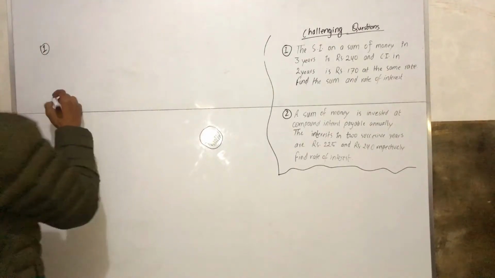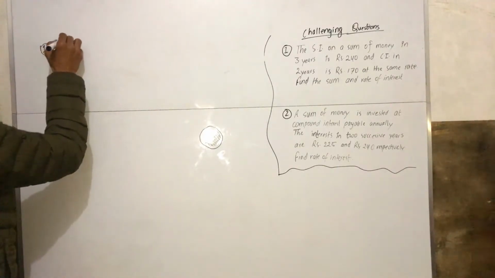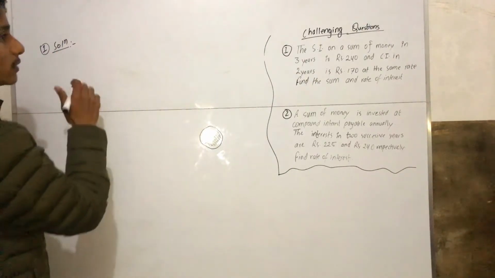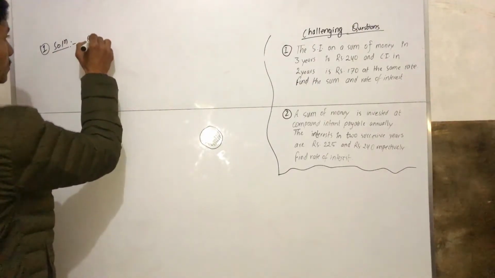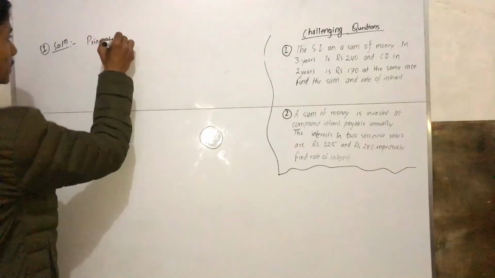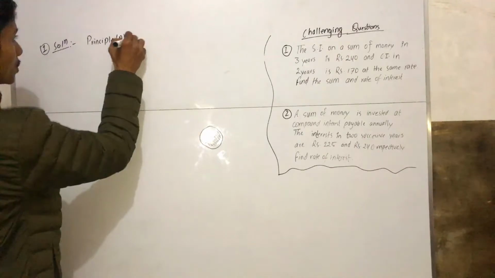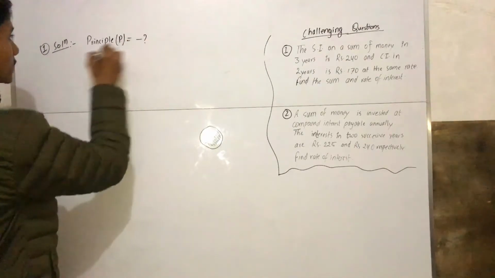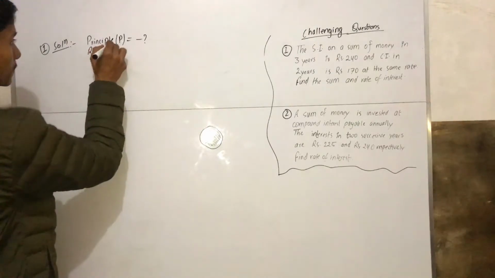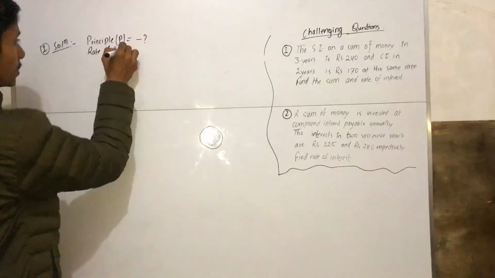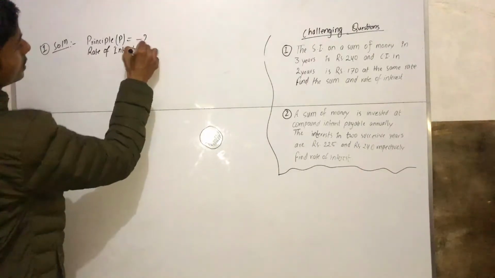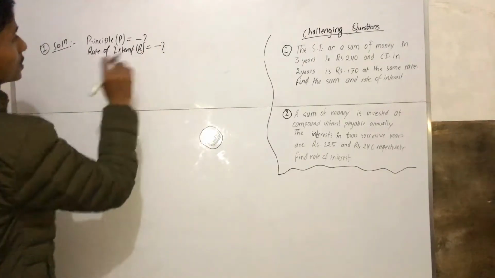Question number 1, write the solution. What do we have to find? We have to find the principal, that is the sum, P is equal to what? And the rate of interest, that is R is equal to what?